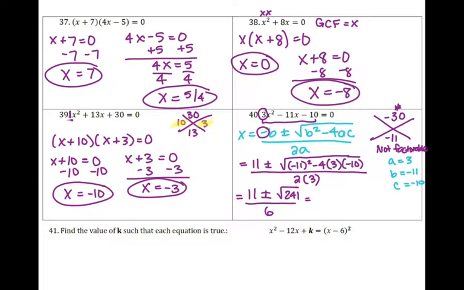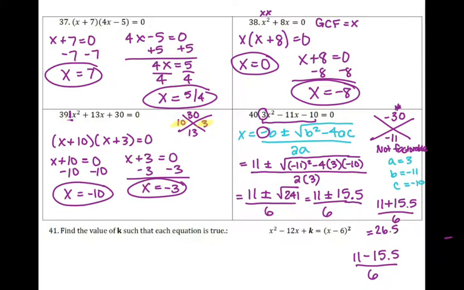Now I'm going to go ahead and take the square root of 241. And we'll go to the nearest tenth. It's about 15.5. Now in order to get my two solutions, I am going to go ahead and separate this to 11 plus 15.5 divided by 6, as well as 11 minus 15.5 divided by 6. So for this first one, 11 plus 15.5 is 26.5 divided by 6 is approximately 4.4.